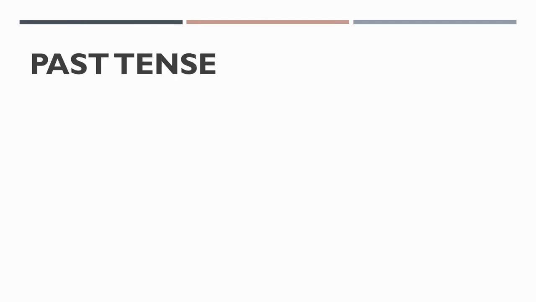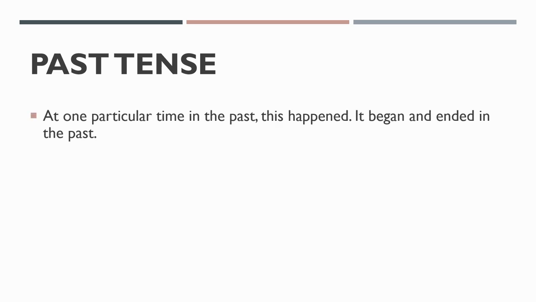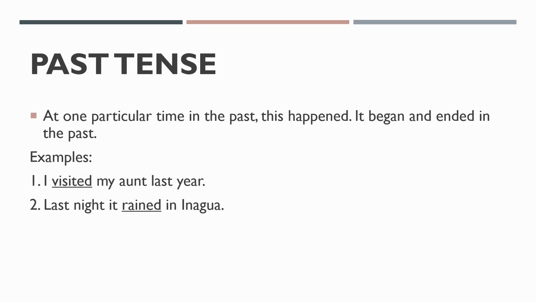Past tense. What is the past tense? At one particular time in the past, the incident happened. It began and ended in the past. Examples: I visited my aunt last year. Last night it rained in Inagua. Number 3, we played games after school yesterday.